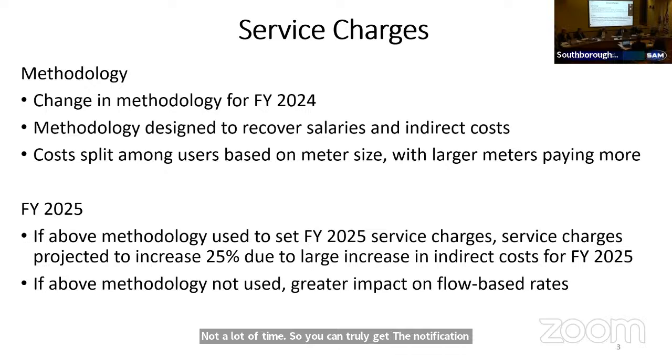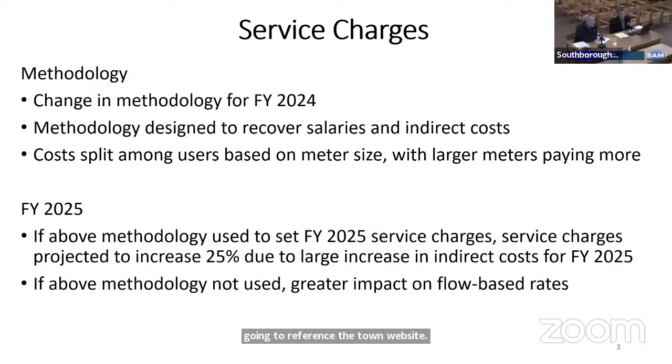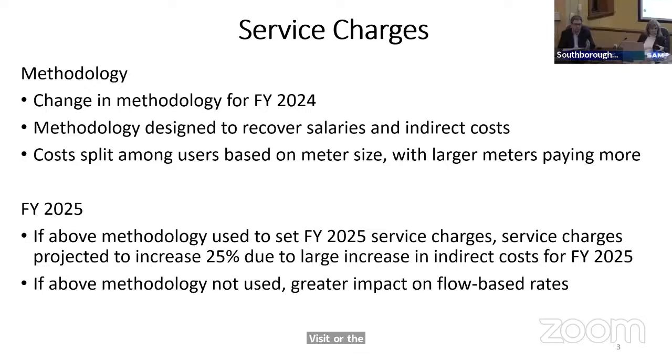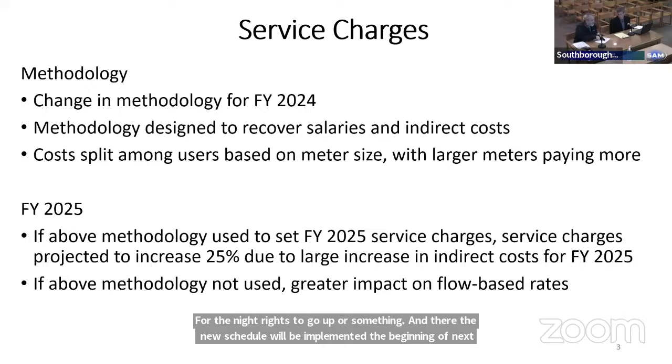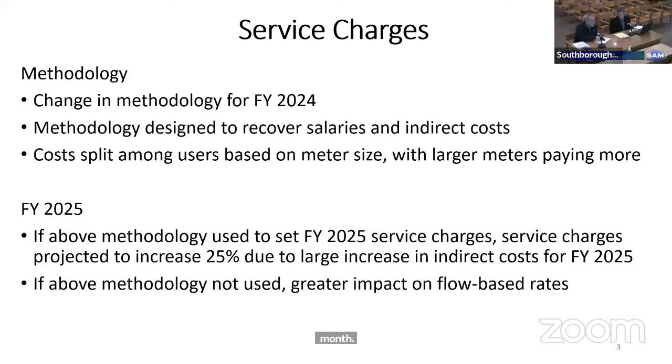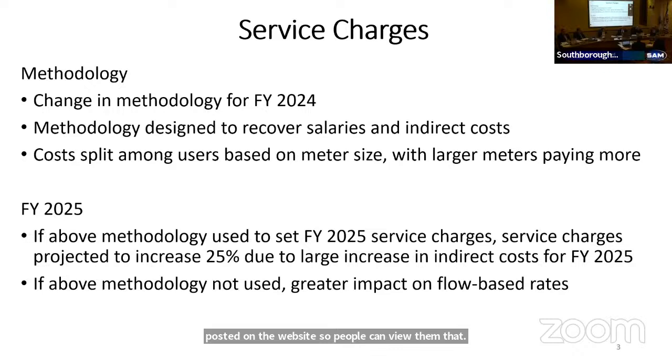Again, the current bill is gonna reference the town website to visit for the new rate schedule. You're saying the current bill says to expect the rates to go up or something, and the new schedule will be implemented the beginning of next month. March 20th, the day after our meeting, they will be posted on the website so people can view them then. So the bill says new rates effective April 1, check the website for new rates, basically. Correct. So they have been notified in theory. Okay.